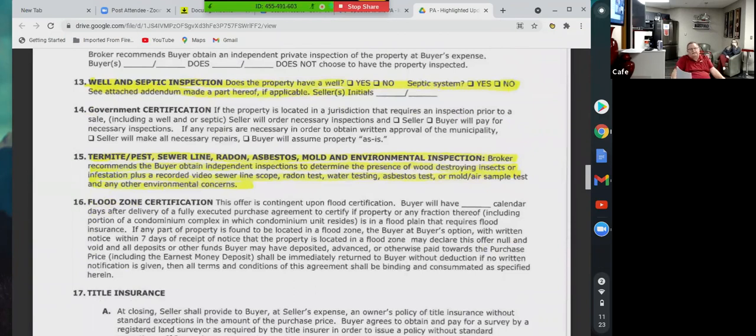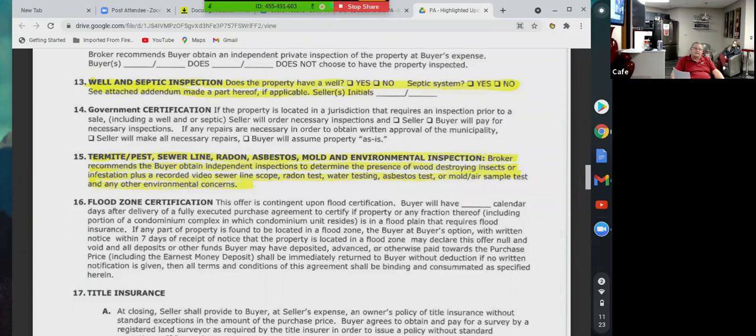Well and septic, we cleaned this one up a little bit. Well and septic inspection: does the property have a well? Yes or no? Septic system, yes or no? See attached addendum made part thereof if applicable. So if you're checking yes, then guess what you need to do? You need to have that addendum.